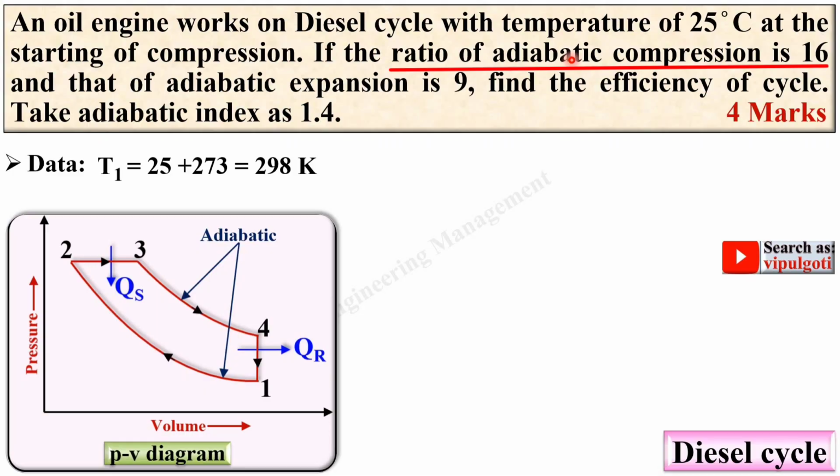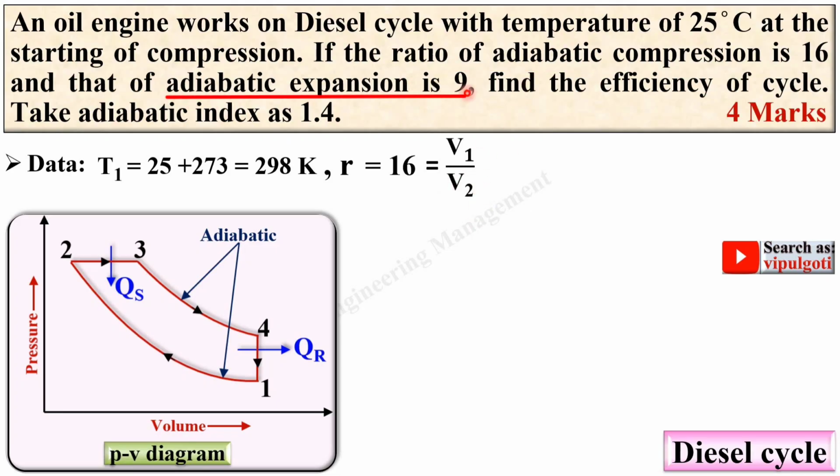Next, the ratio of the adiabatic compression is 16. Again you know that the compression ratio is V1 by V2, and that is given to you as 16, denoted by small r. Now the adiabatic expansion ratio is 9. Here you can see this is actually the adiabatic expansion process, and the expansion ratio is 9, meaning V4 by V3 is given to you. So I am going to write over here V4 by V3 is equal to 9.